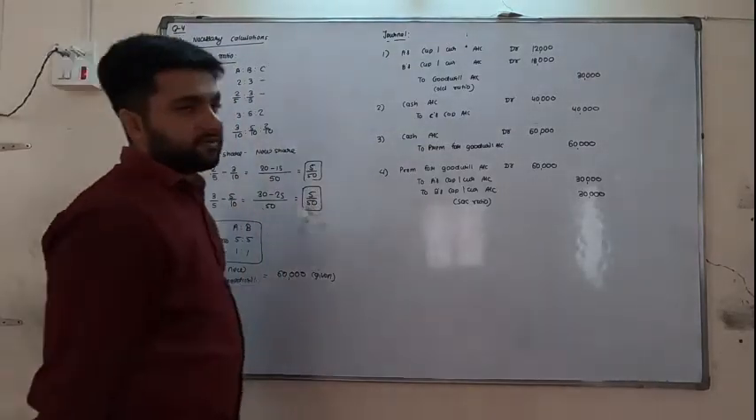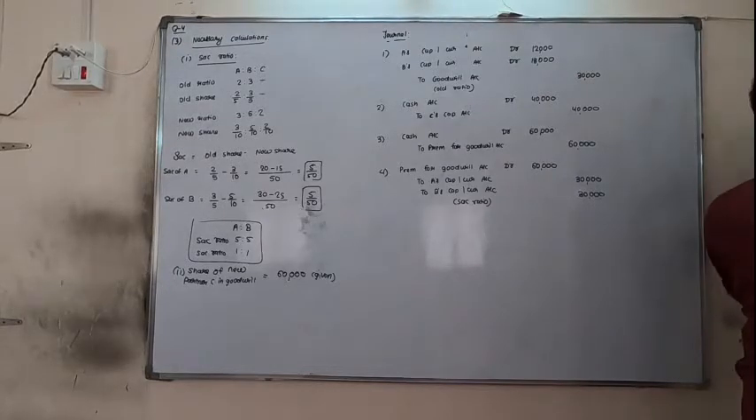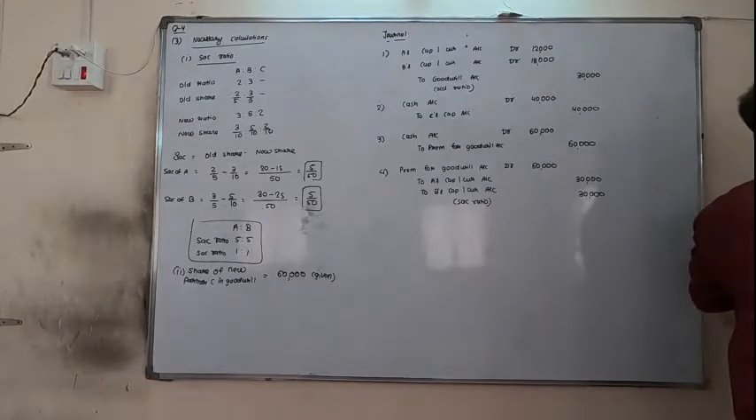Okay, now we are going for the next sum. We have to just write the journal entries and make the calculation, nothing else is there in this type of sums. Now we are going for fifth sum.